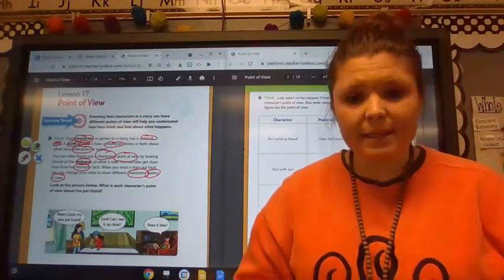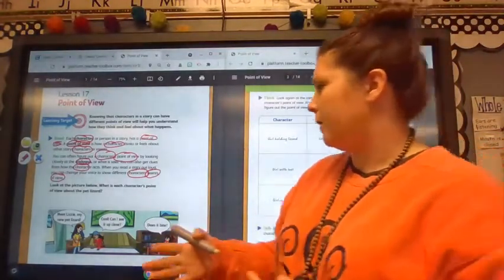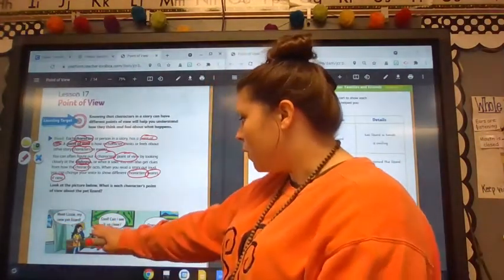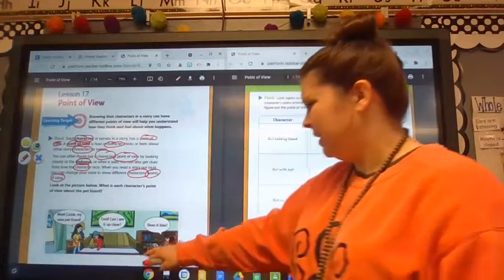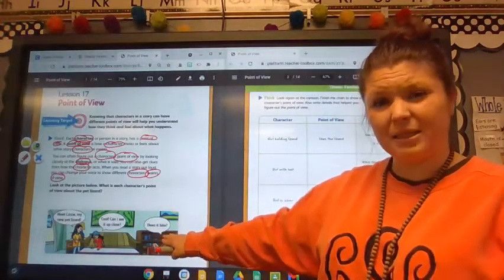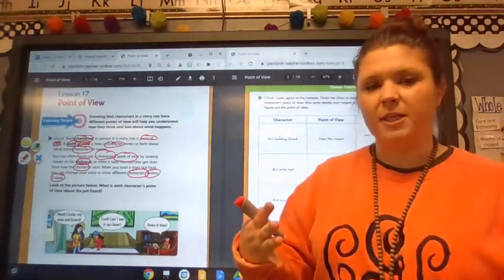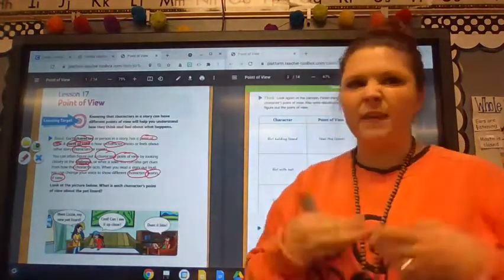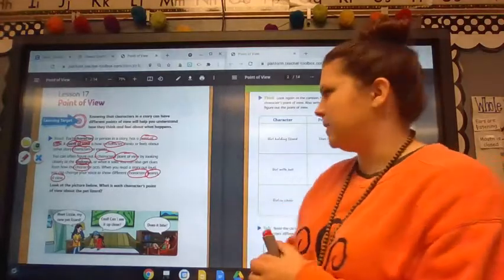All right, so let's go back and let's read the dialogue of these characters. "Meet Lizzie, my new pet lizard." "Cool, can I see it up close?" "Does it bite?" So see how I changed the dialogue based on their actions and based on the sentences, the dialogue that was said, okay?